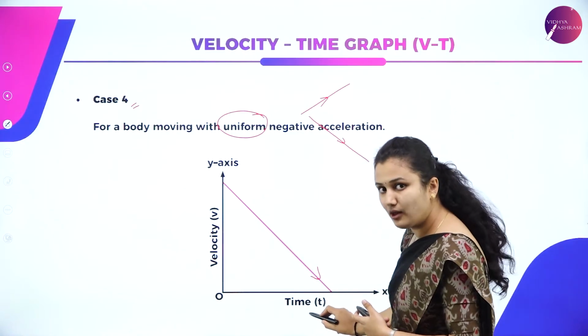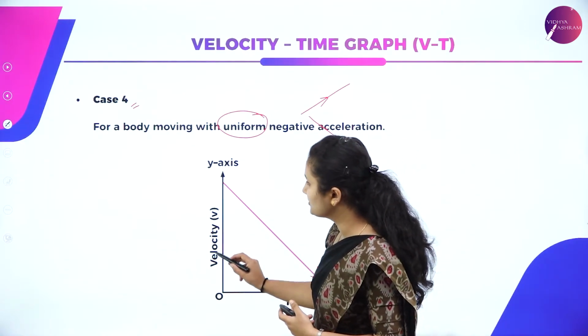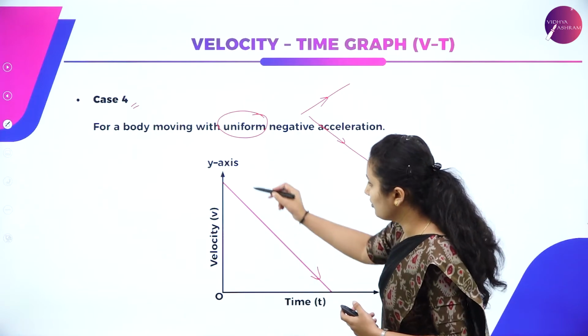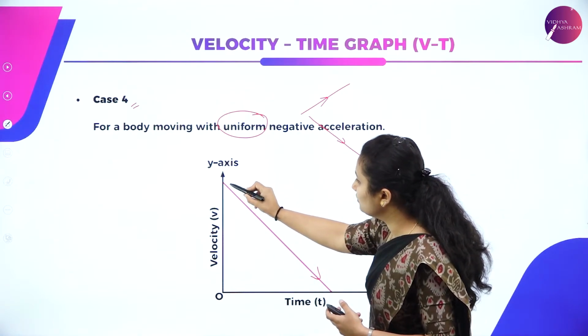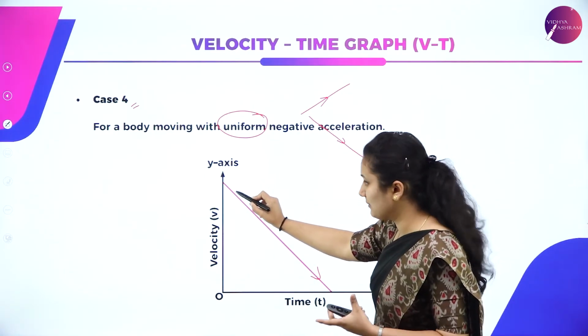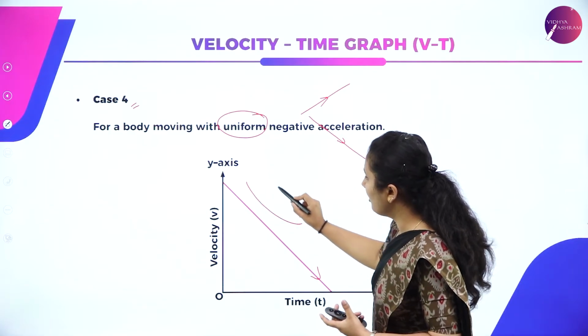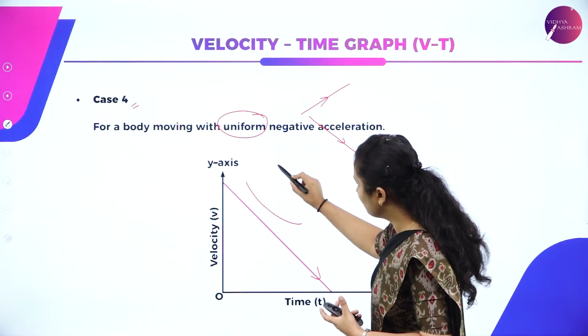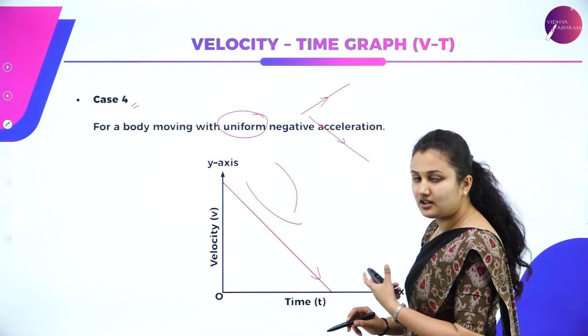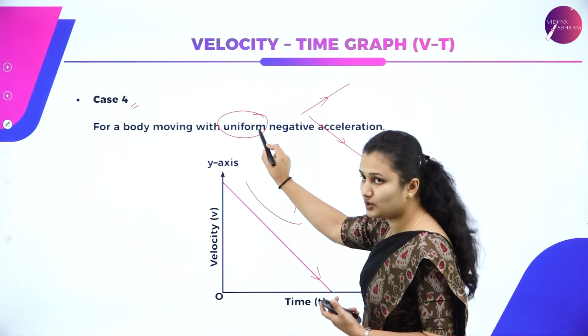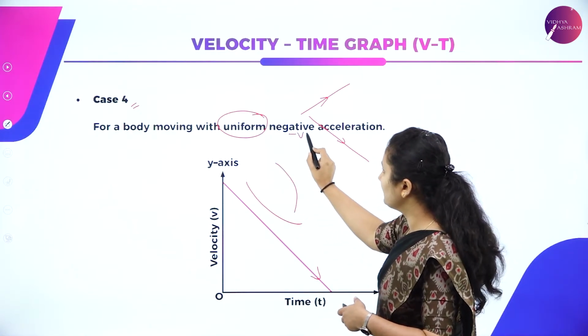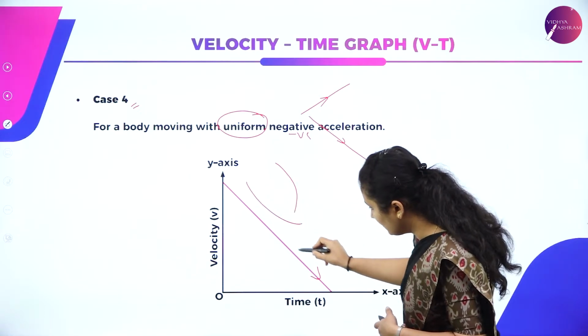So you have time along the x-axis, you have velocity along the y-axis. Now the body is moving with uniform acceleration. Uniform means it's the same, so you don't have any curve in the graphical representation. Since it is uniform negative, when we say negative, it is coming downward.